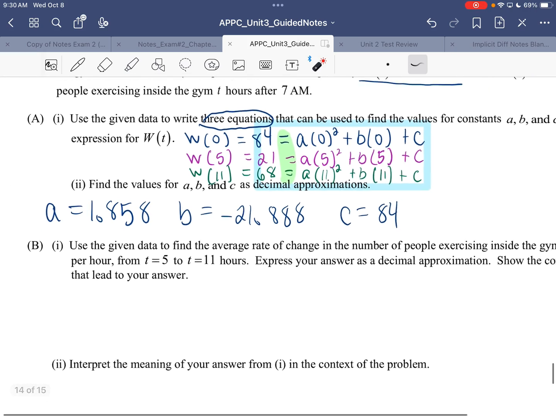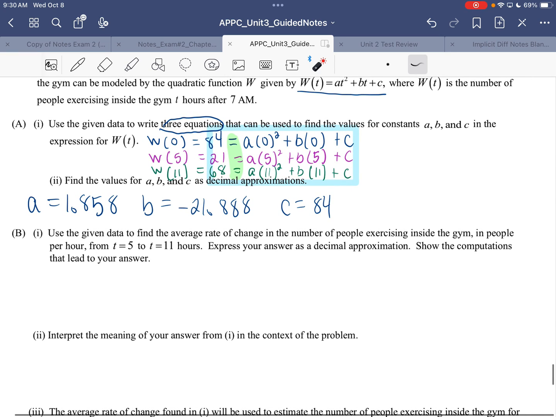Okay, so B, given the data, find the average rate of change. Wow, we're back to that. It's been a while. Average rate of change. What is that a synonym for? Slope. So finding the average rate of change, we're doing slope. And the number of people exercising inside the gym between 5 and 11.